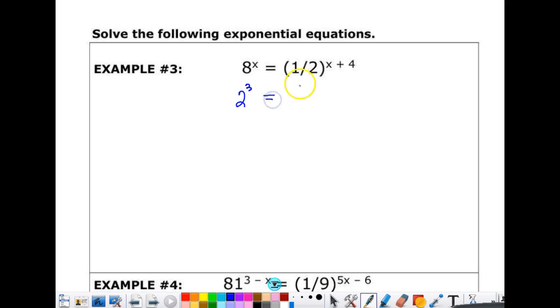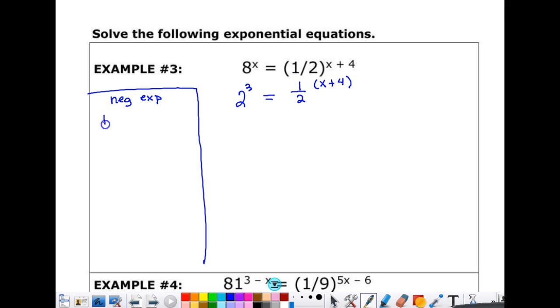Now, I have this written here, but that one half is written a little funny, so I rewrote it. Let's come over here and talk about negative exponents. So, we have 1 over 2. 2 is to the what power?